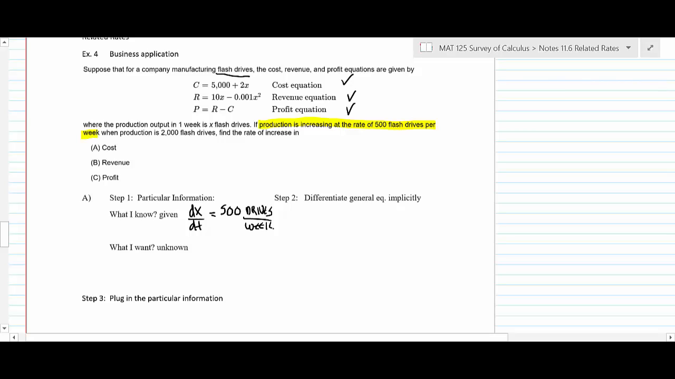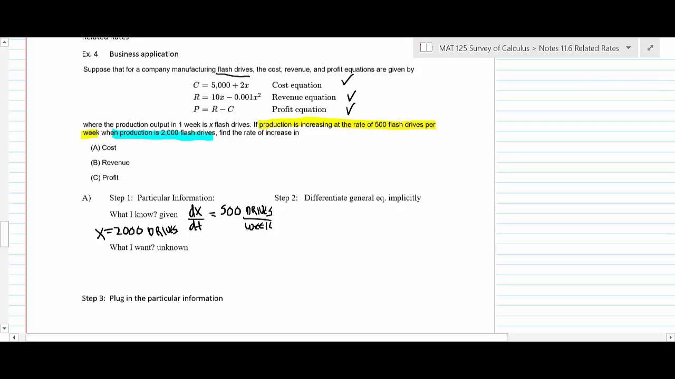Okay, then the next piece of information says the production is 2,000 flash drives. Is that a rate or not a rate? No, that doesn't have anything to do with a rate. I mean, that's just how many things you have. But what variable is that 2,000? It's X. It's how many things you're making. So that means you're given X is equal to 2,000 flash drives right there. So if you read the problem, that's pretty much what you're given.